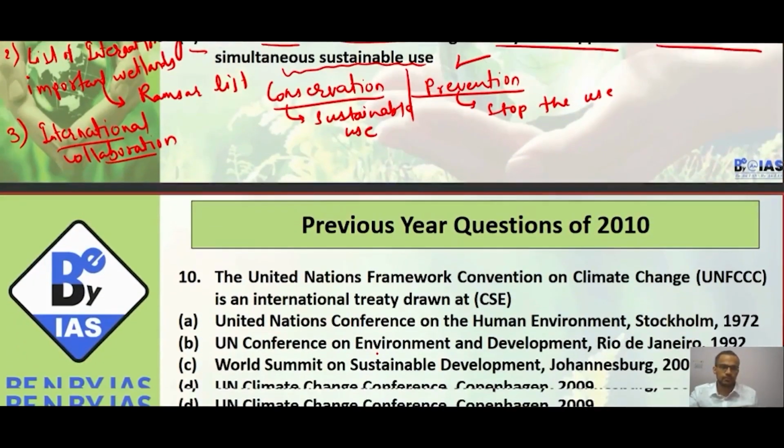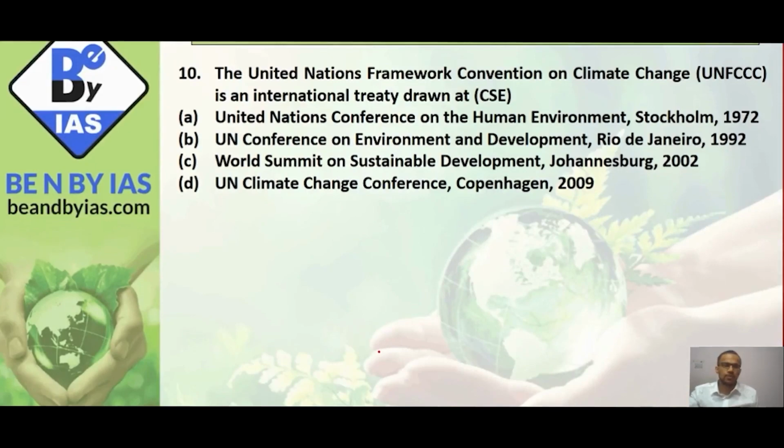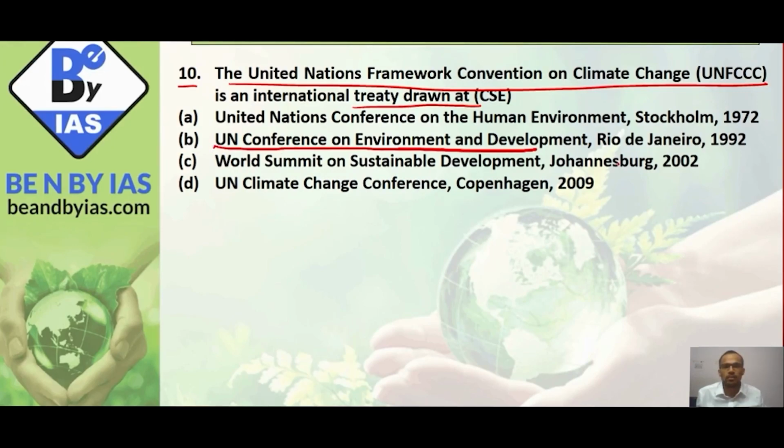Next. So next question, 10th question. The United Nations Framework Convention on Climate Change, UNFCCC, is an international treaty drawn at. That means they are asking where exactly UNFCCC was formed. It was formed at the United Nations Conference on Environment and Development, held at Rio de Janeiro in 1992, which is popularly known as the Earth Summit.